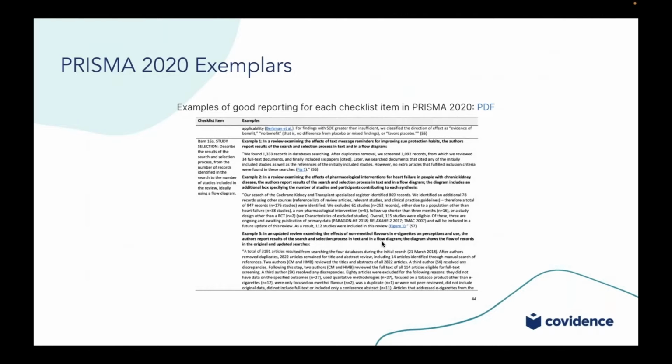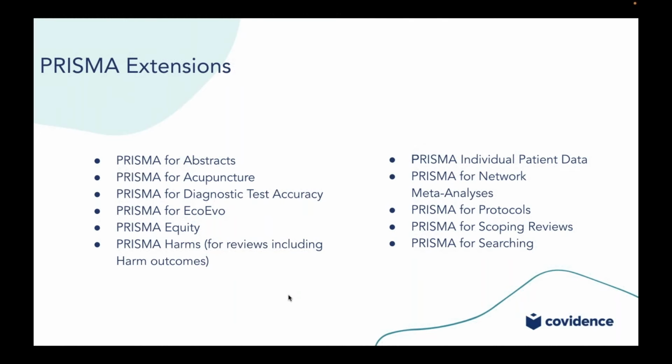The checklist is accompanied by an explanation and elaboration document, as you can see here, with these fantastic exemplars. They are very useful in helping you think about how you might want to report this information. As well as the exemplars, there are a number of extensions with PRISMA as well. These have been added to the statement to help with the reporting of specific types of reviews or specific populations. And both of these, exemplars and extensions, can be accessed through the PRISMA Statement website.